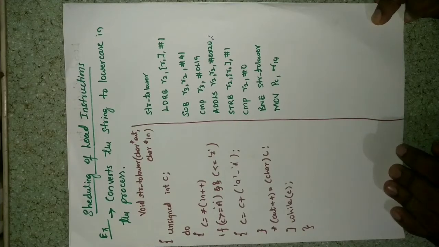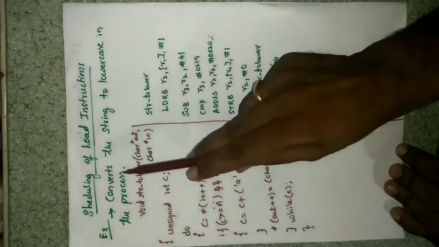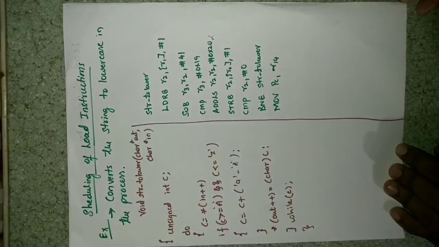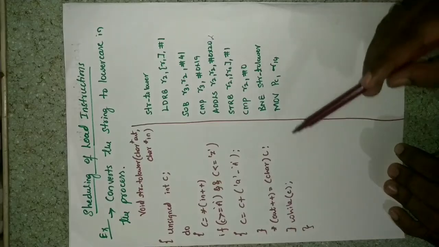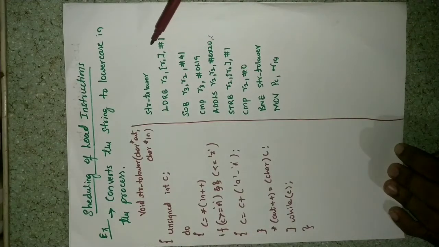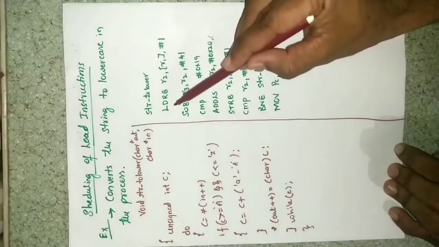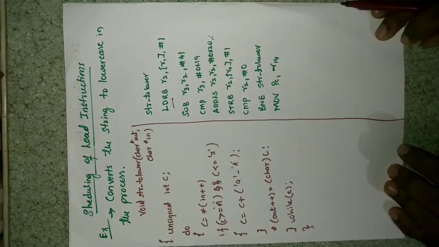Here is the example. Here I am taking the conversion of a string to lowercase, that is, given an uppercase letter you have to convert it into a lowercase letter. That is a simple conversion program from uppercase letter to lowercase letter. It is written in C language, and the equivalent assembly code is also written. In the assembly code we are using the load instruction. Okay, so let me explain the C code.